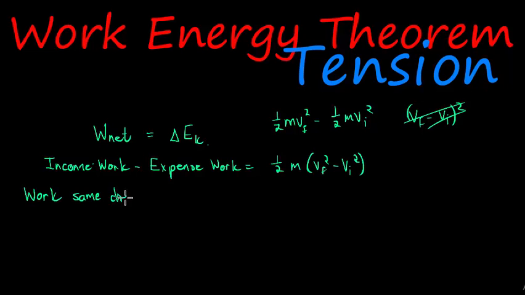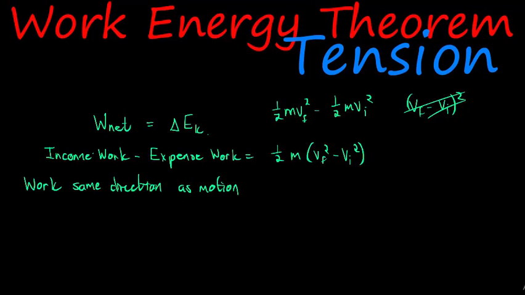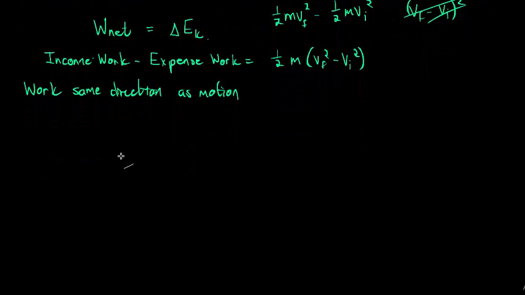as motion, or basically work that will help me move, while expense work is work against my motion or the object's motion. So income work is work that will improve my motion, and expense work will be work that decreases my motion in that direction. So typically we work with things like objects on an incline.